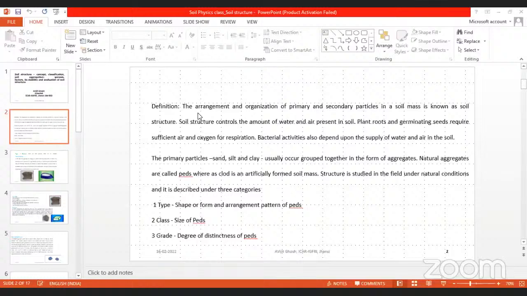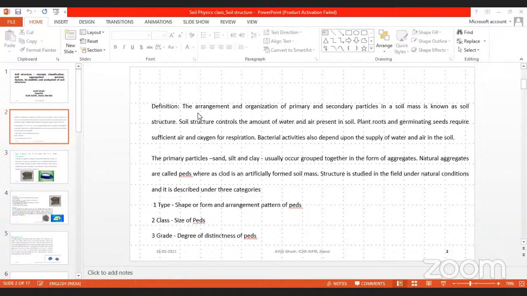Now first I will define the secondary soil particles. They are ped, clod, fragment and concretion. These four types are there in secondary soil structure. What are ped, clod, fragment and concretion? They all are formed from the primary soil particles due to some management practices or tillage or chemical reaction or natural processes.